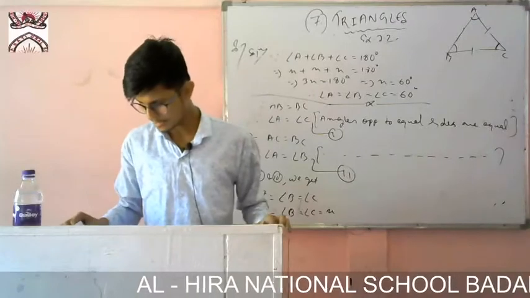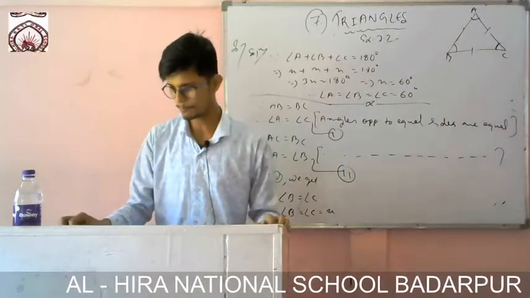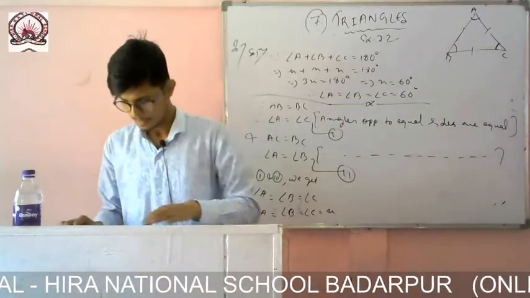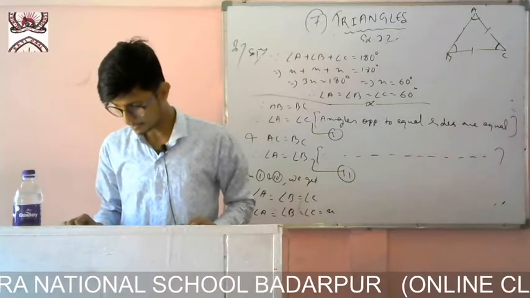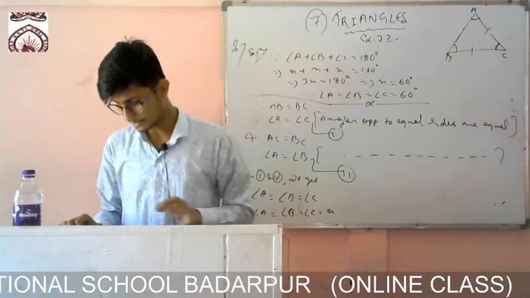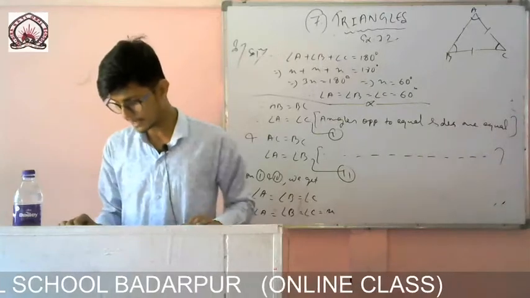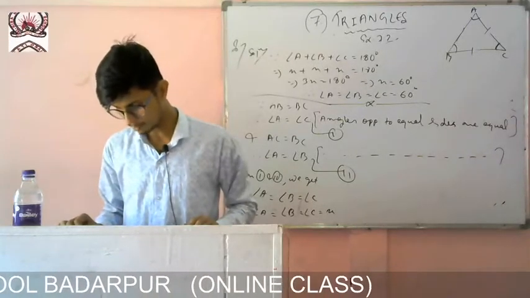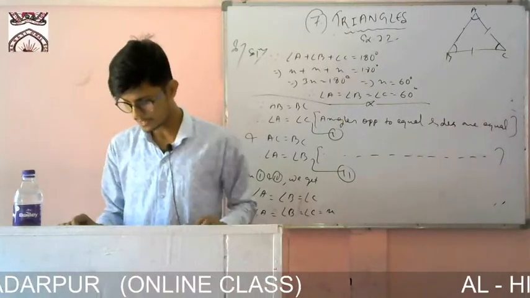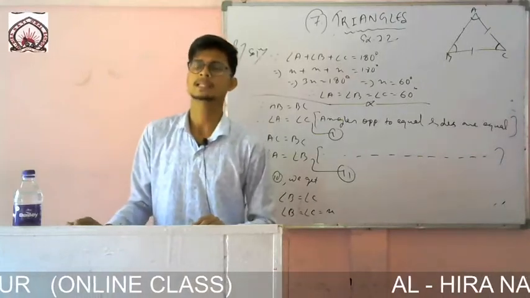Now let me discuss the example. You see example number 4, page number 145. In triangle ABC, the bisector AD of angle A is perpendicular to the side BC. Show that these two sides are equal and you have to show that it is an isosceles triangle.